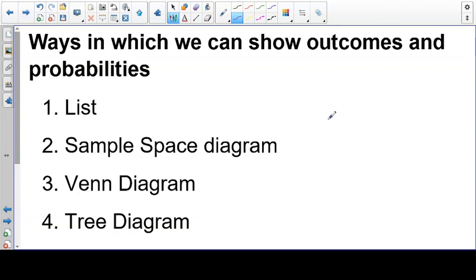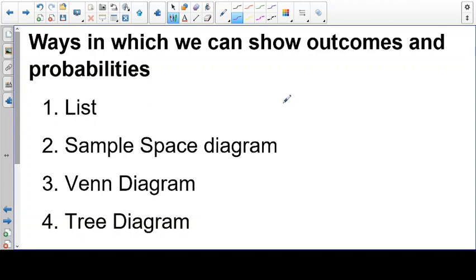This is a reminder of ways in which you can show outcomes. So we could physically just list all the different possible outcomes. We could do a sample space diagram. So that's usually a 2-way diagram for 2 things that are happening at the same time. We could show on a Venn diagram, or we could show on a tree diagram. Now, in the questions, you may be asked to draw one of these specifically. So it might say, show your probabilities on a Venn diagram, or draw a tree diagram.